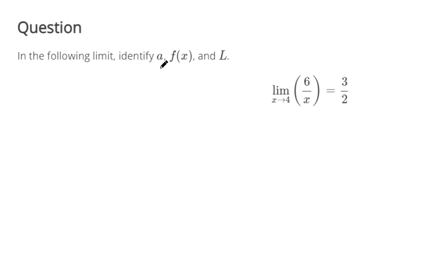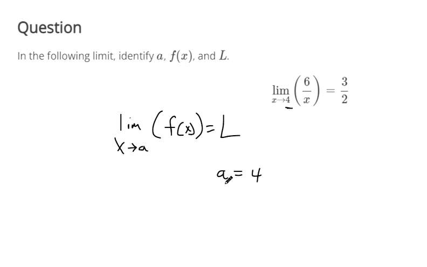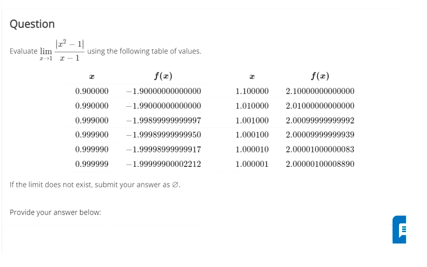So the notation they're looking for here is the limit as x goes to some number a for a function f of x equals a limit in our textbook. Okay, so all we have to do is identify each part. A is 4. The function f of x is 6 over x, and then the limit L is 3 over 2.